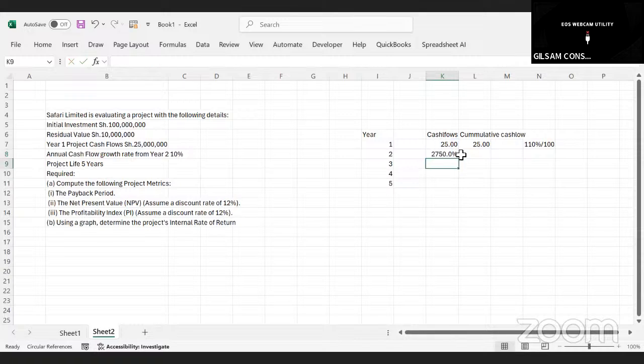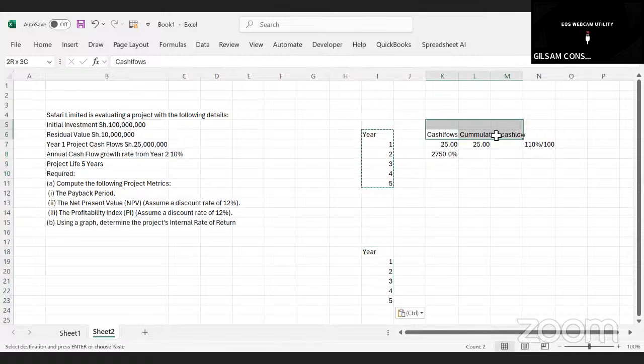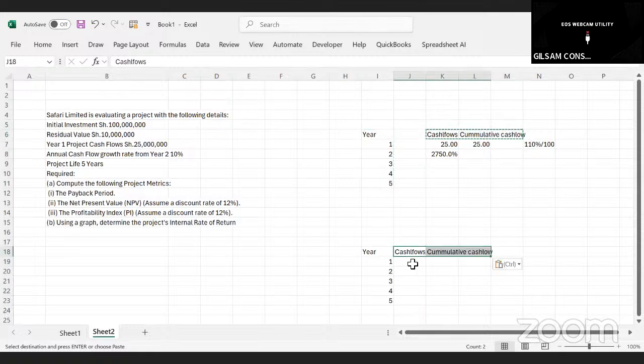And I have to open a new Excel worksheet. 25%. This one times, we can do it separate here. But now it has to be so that it keeps increasing: 25 times 0.21. We close the bracket. Enter. Yeah, I think this one is equal.